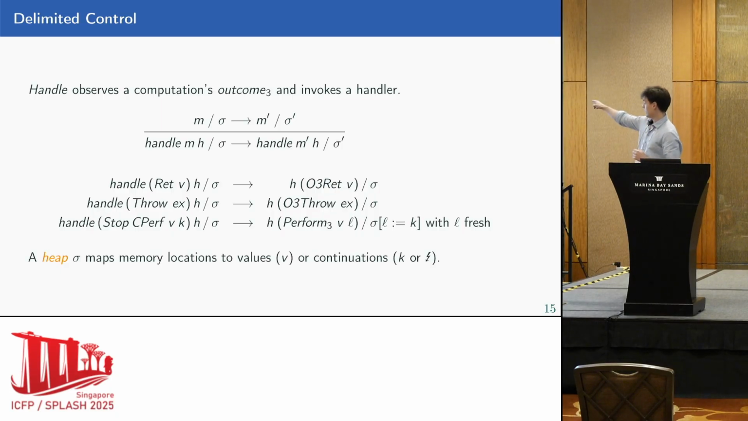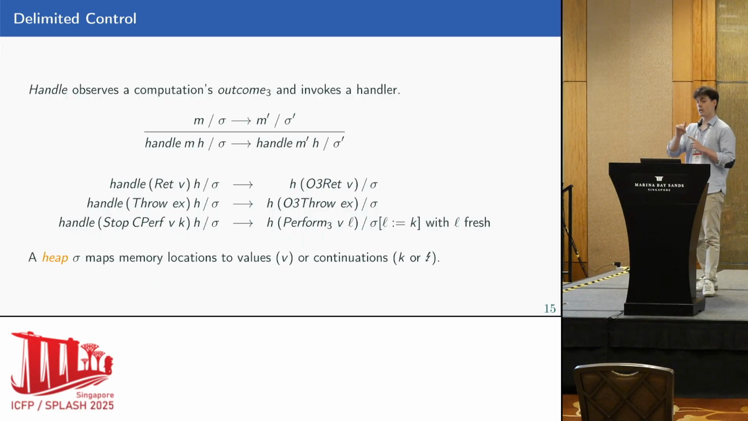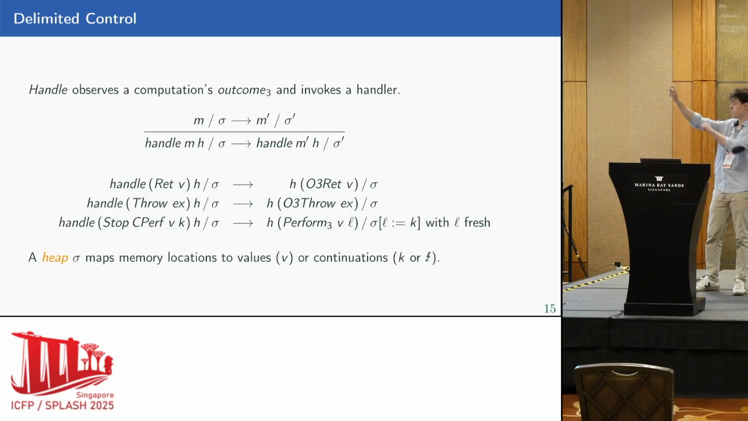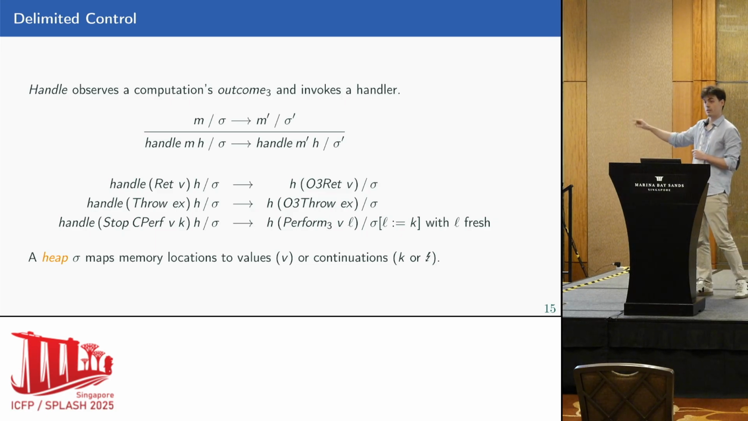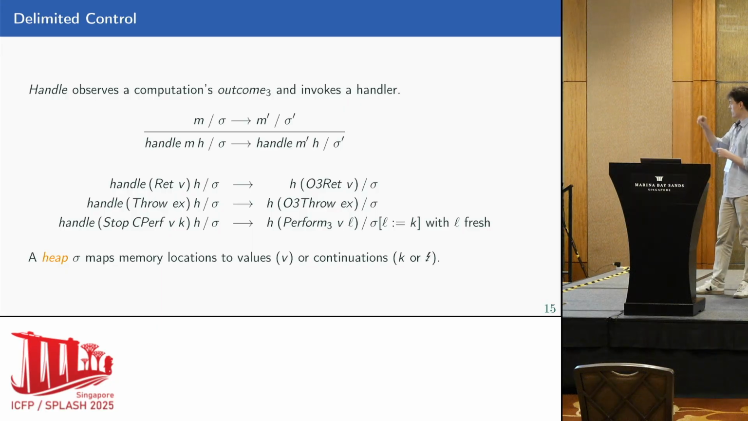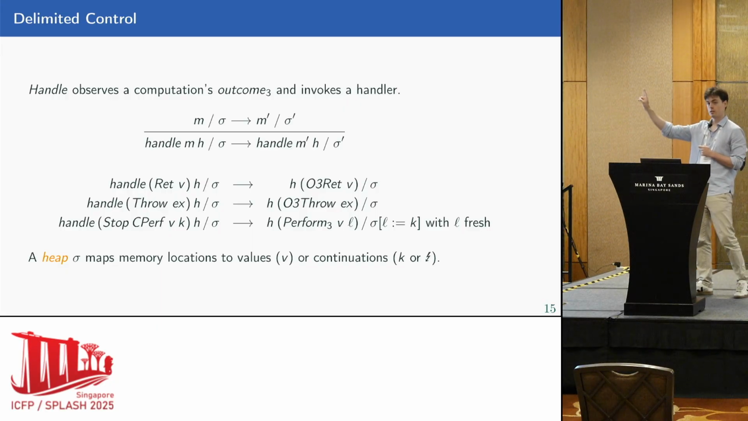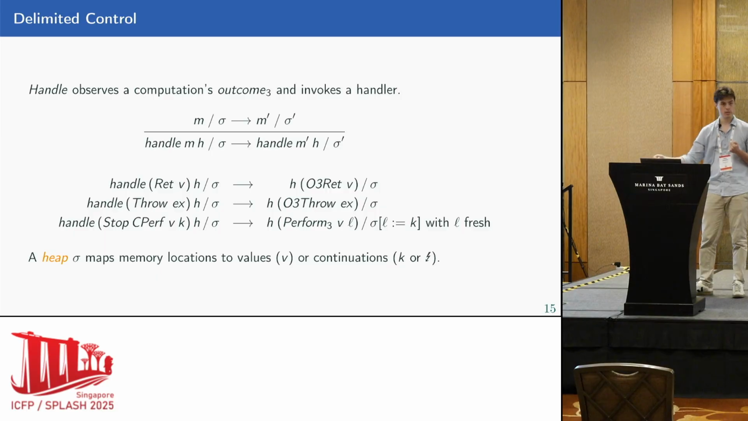In fact, a heap is not only a map from location to values, but also a map from locations to either a continuation or the shot symbol. There's 2 reasons for this. The first is it's actually required in order to get the types to go through. If you don't do this indirection, you end up with a negative occurrence of micro in a type somewhere. So this is the hard constraint. And the second is that OCaml has one-shot continuations. Continuations can only be resumed once. And we need some way to keep track of which continuations have been resumed and which haven't.